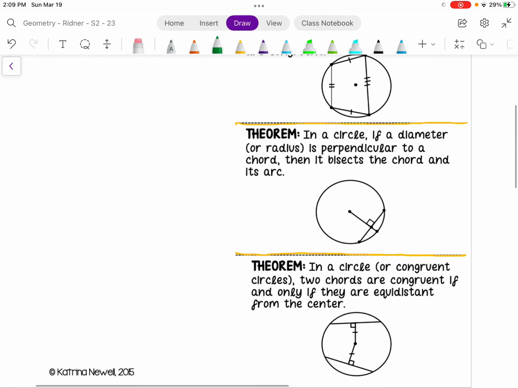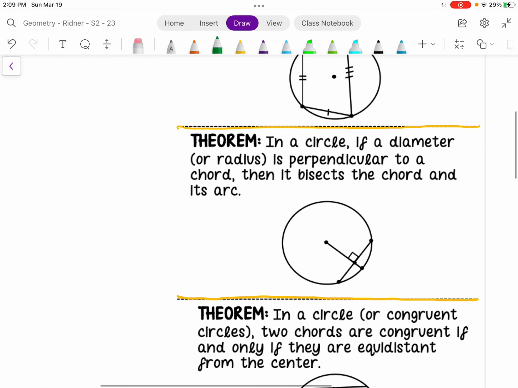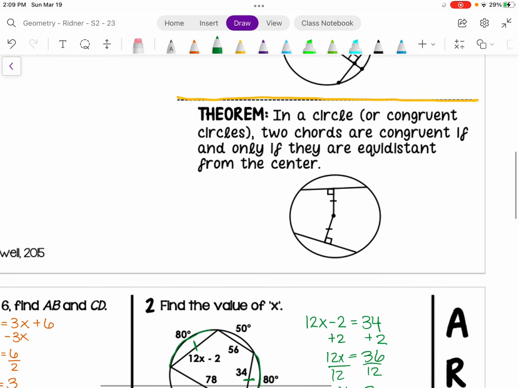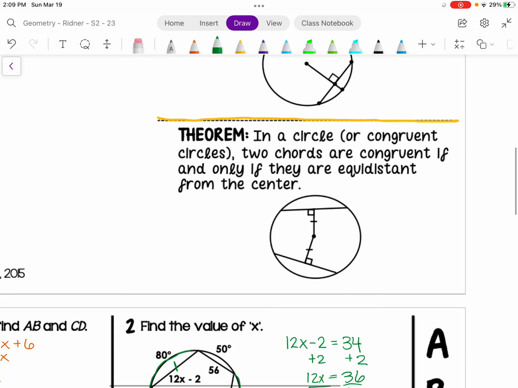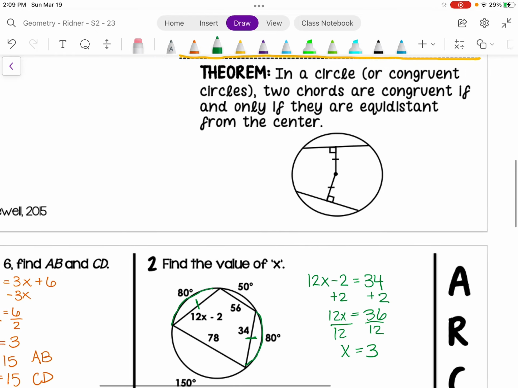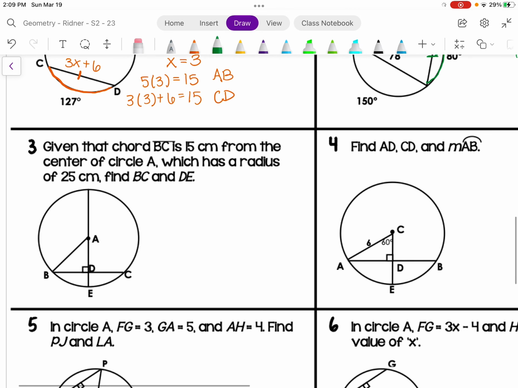So our second theorem says in a circle, if a diameter or radius is perpendicular to a chord, then it bisects the chord and its arc. Bisects meaning cut in half. So if you don't remember that, maybe we put that there. Okay. So what does that look like in an example?